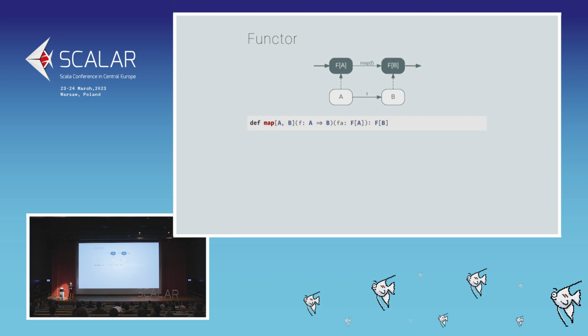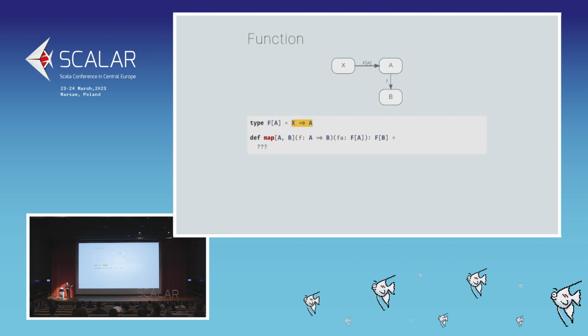And the first example we're going to use here is maybe slightly esoteric as a functor, but we're going to use a function from some x to a, where here x is some concrete type. I don't really care which. It can be an int, it can be a string. It's not important. And a is a type parameter.